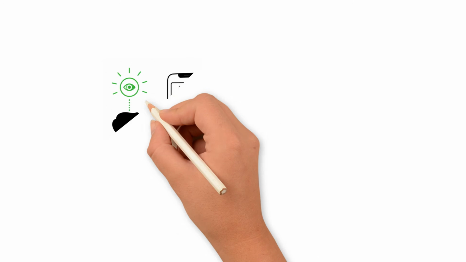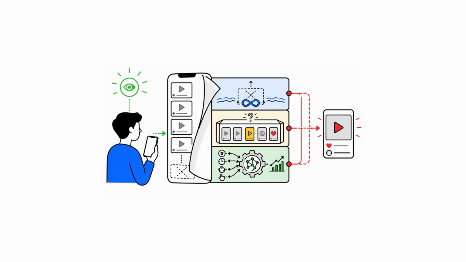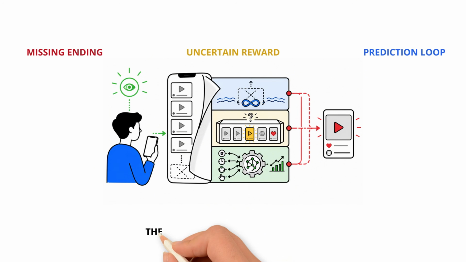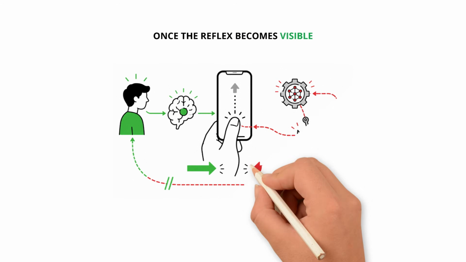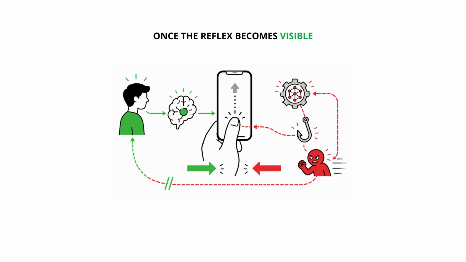TikTok will still be entertaining. The next video may still be perfect. But now the scroll no longer looks empty. You can see the missing ending, the unpredictable reward, and a prediction loop learning from every pause. Once a reflex becomes visible, it becomes interruptible. The next time your thumb moves before you decide, ask, who made the first choice? You or the system?